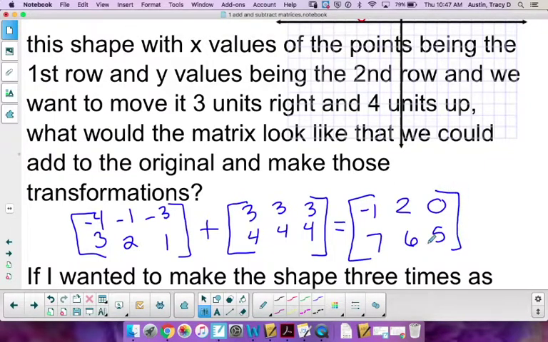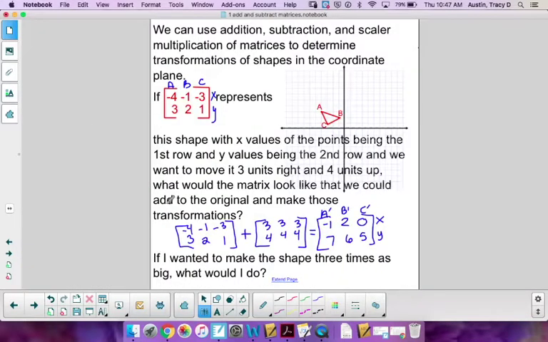Okay. So we can actually graph those points. Remember, these are the x's, these are the y's. So this is going to be A prime, B prime, C prime, just like doing transformations back in 9th grade. Okay. We're going to graph that, and it will be in a different spot. So negative 1, 2, right there. Positive 2, 6.